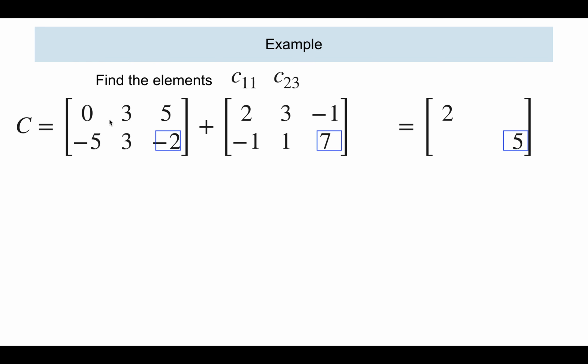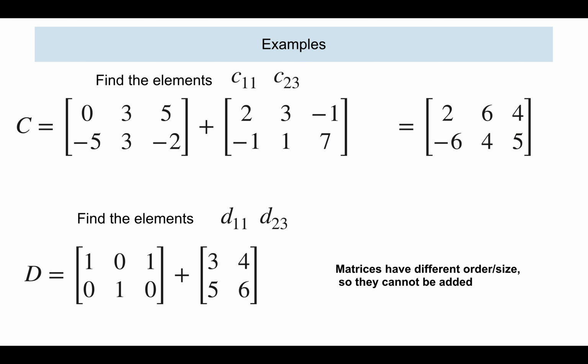Can you find C12, C13, C21 and C22? Pause the video for a second, try it out, and now I'm showing you the answer. So that's the sum of that. 3 plus 3 is 6, 5 minus 1 is 4, minus 5 minus 1 is minus 6, 3 plus 1 is 4, and this we've already done, minus 2 plus 7, 5.